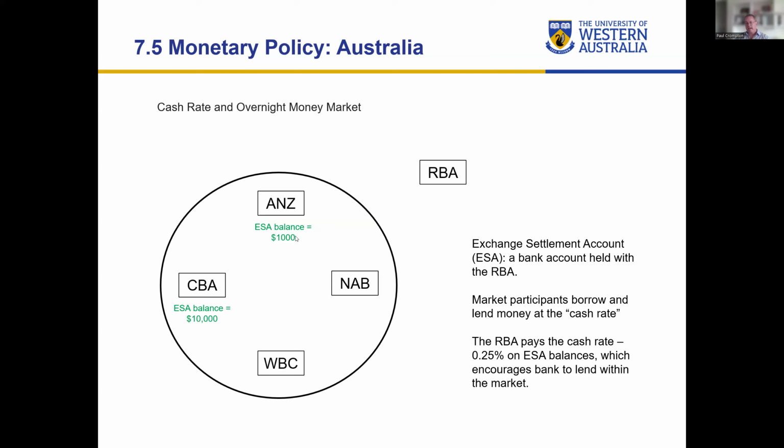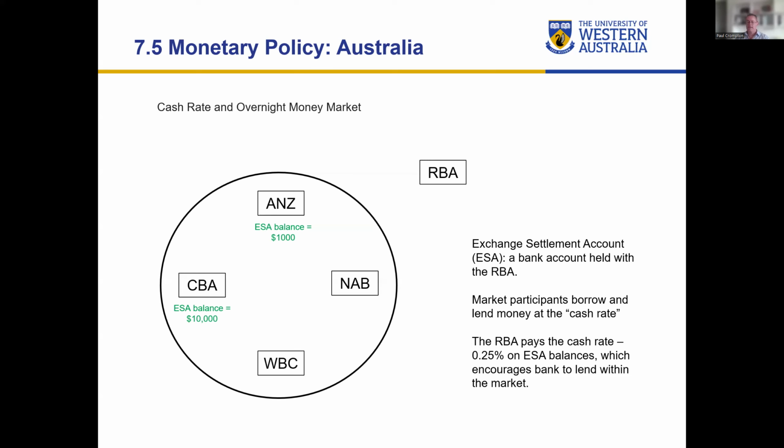The problem is the ANZ only has $1,000 in its exchange settlement account, and it needs to make a payment to the NAB of $2,000. So at the end of the day it will announce to the participants in this market that it wants to borrow, let's say, $1,500, so that its overall balance becomes $2,500. It can make the payment of $2,000 and still have a positive balance in its exchange settlement account. A positive balance in ESAs is a requirement of the central bank. So you can't overdraw these accounts.